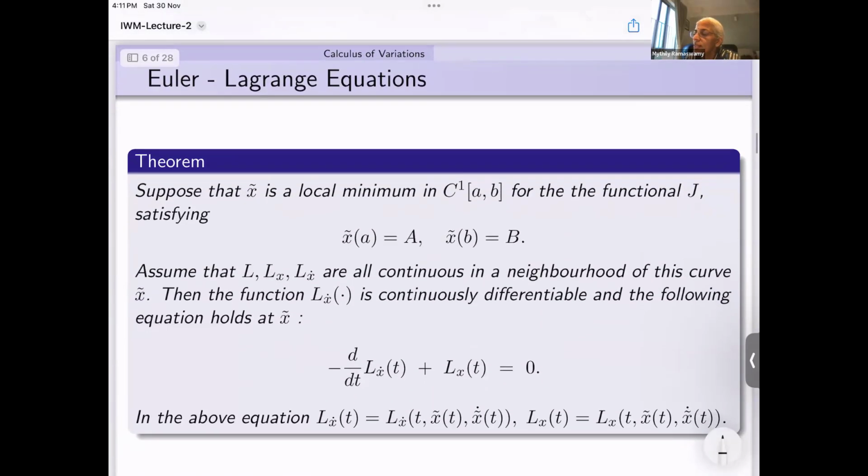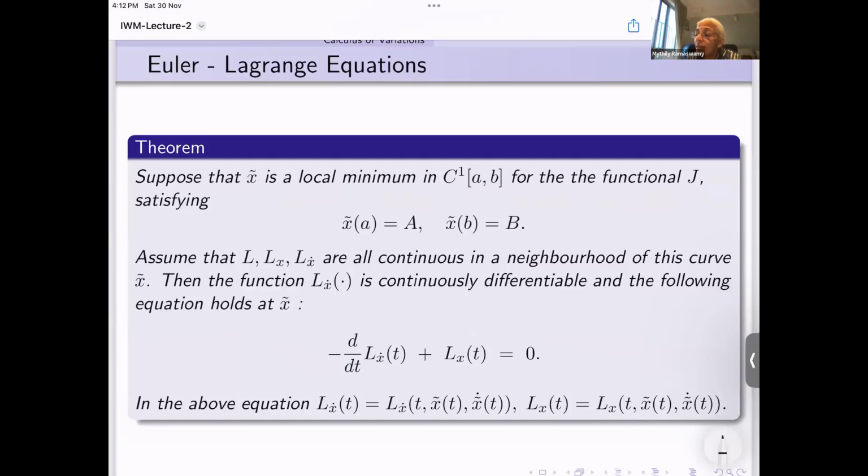here I have said J satisfies all this. L, L_X, L_X dot, they all should be continuous in the neighborhood of this curve. The curve is lying in Rn. Okay, for AB, starting from real values in AB, I get the values in Rn. So the L is a function of t, X, and X dot. So all these quantities, I want them to be continuous in the neighborhood of the curve X tilde in Rn. That is what I mentioned. Okay. Yeah, go ahead, Abhay.